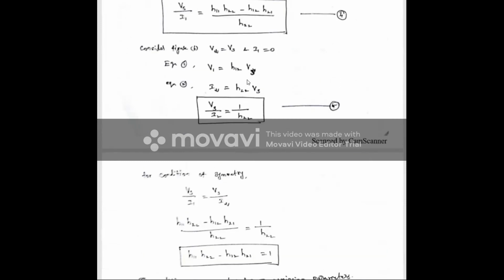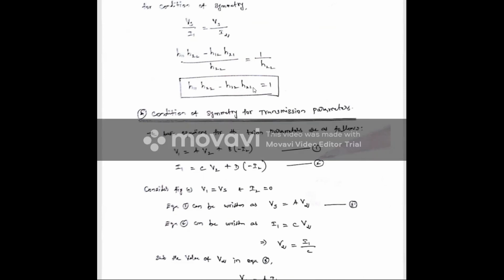Here we want Vs divided by I2. From this equation, Vs by I2 equal to 1 by H22. So we calculated Vs by I1 and Vs by I2. For the condition of symmetry, these two expressions must be the same, so the denominator cancels. What is the final answer? H11 into H22 minus H12 into H21 equal to 1. This is the condition for symmetry of H parameter.